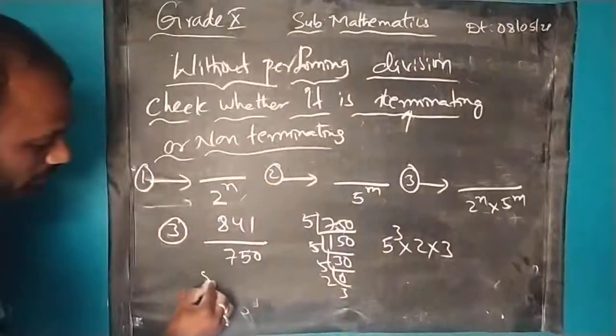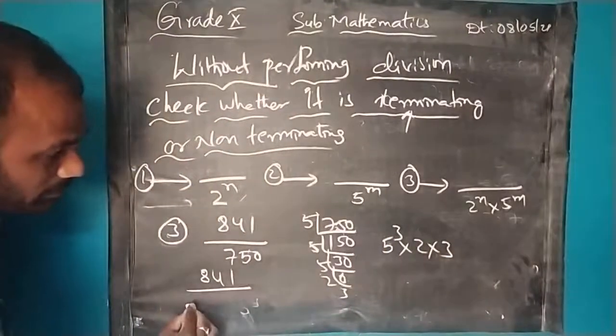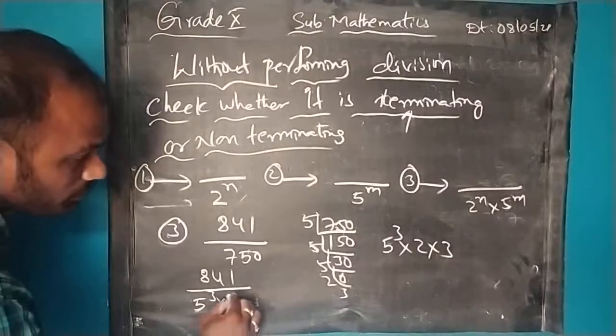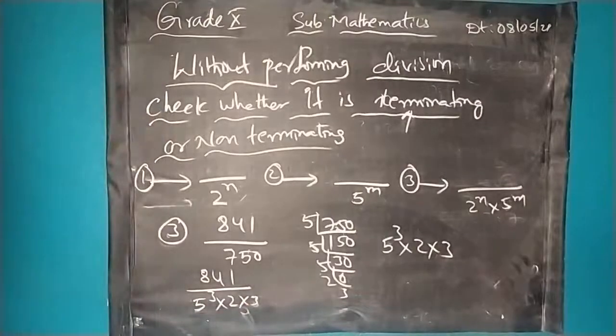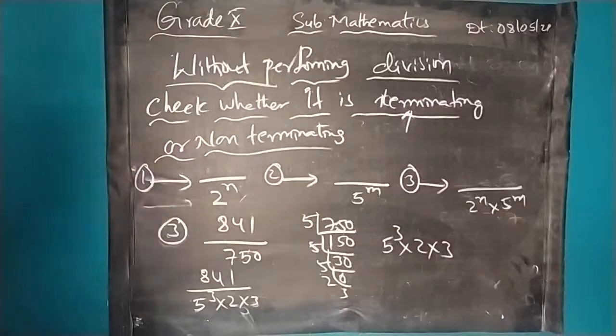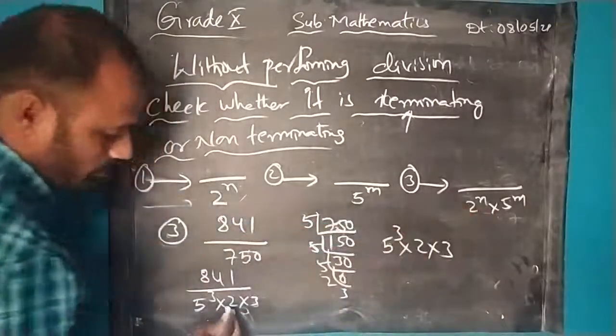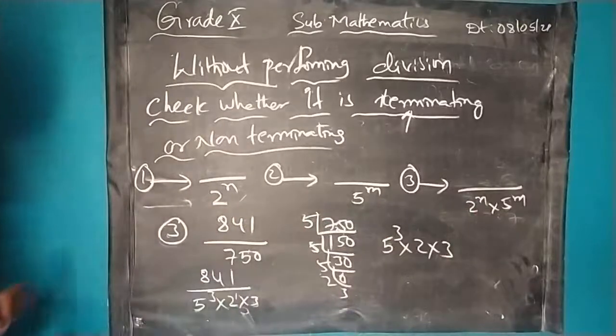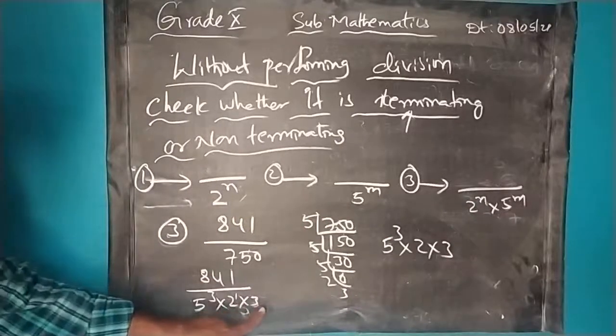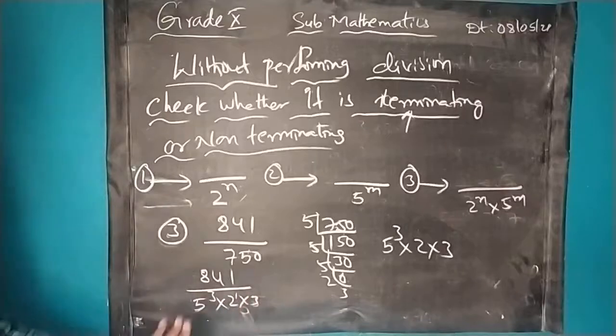So let me write the denominator. 841 by 5 power 3 into 2 into 3. So look here, in the denominator a 5 combination is there, okay. A 2 combination, 2 power something, is also there, okay. Now what extra number is there? 3. So directly we can say that it is a non-terminating decimal.